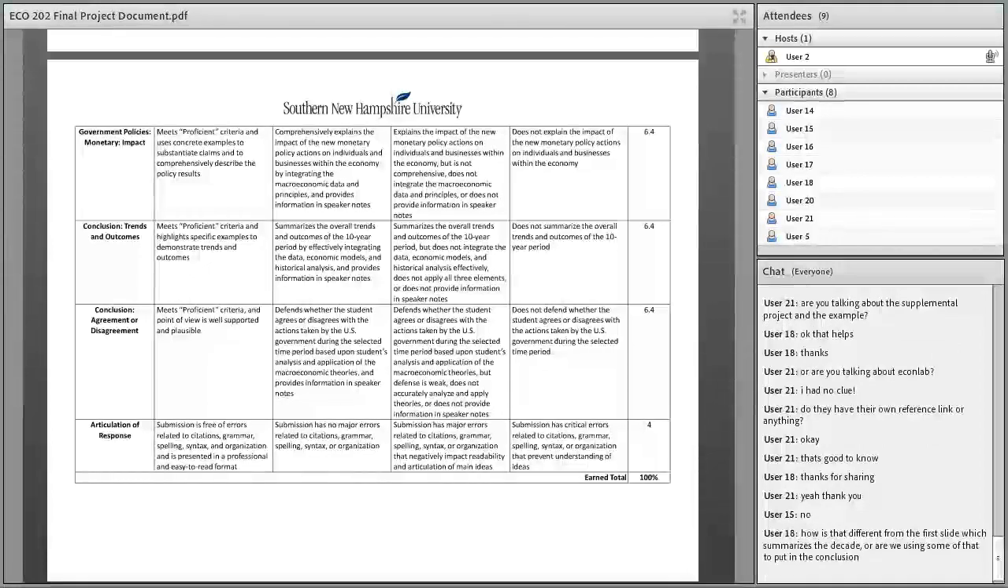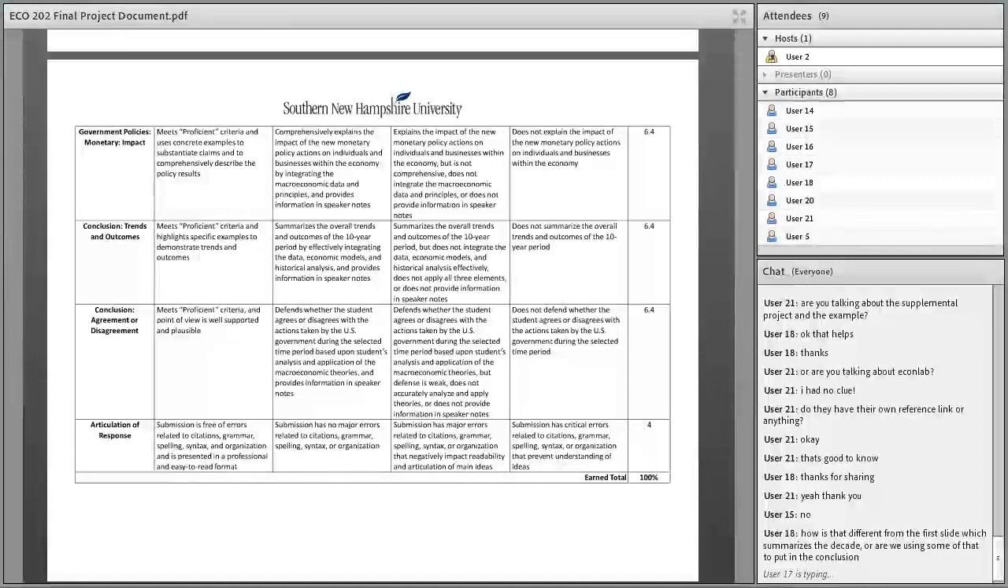Defend your opinion. If you were to stand in front of the class and defend your opinion, you would use all the data you found in the GDP. You would use the outcomes you found when you researched fiscal and monetary policies to defend whether you agree or disagree with certain policies.